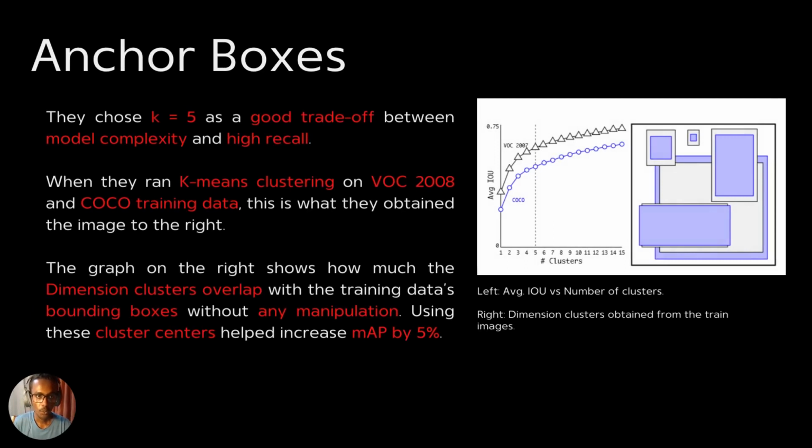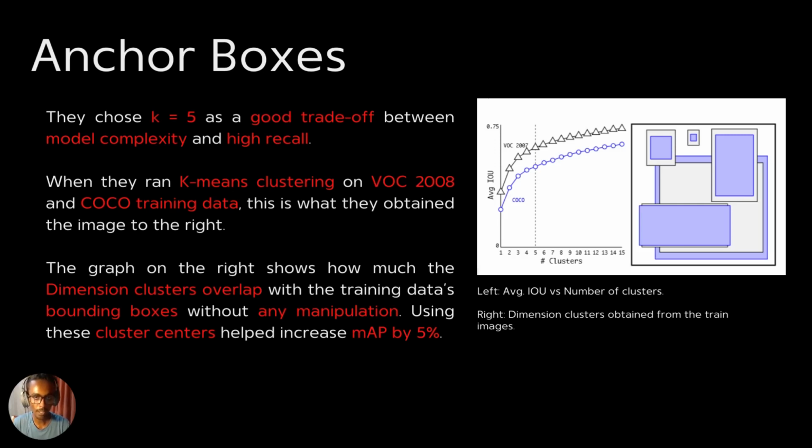And they chose k equals 5 for the k-means algorithm as a good trade-off between model complexity and high recall. And when they ran the k-means clustering on the VOC 2008 and COCO training datasets, that is what they obtained, the image to the right.